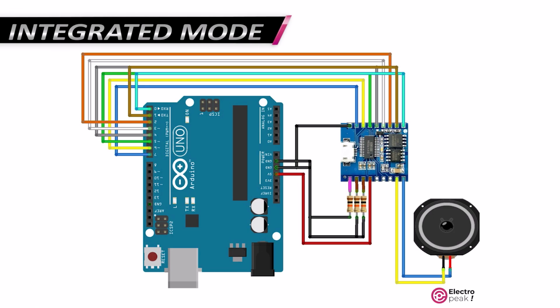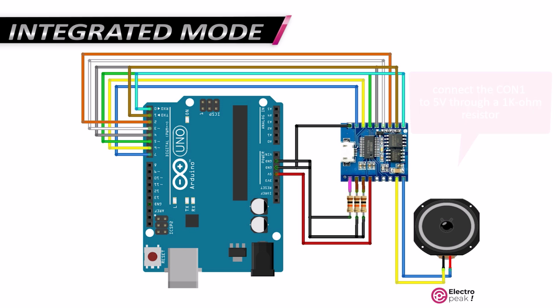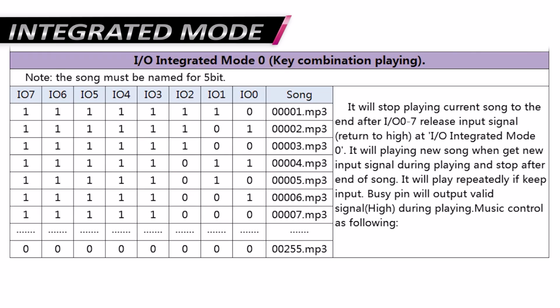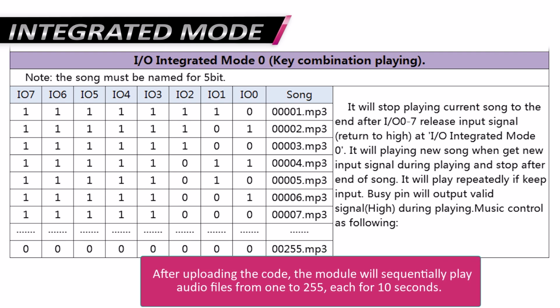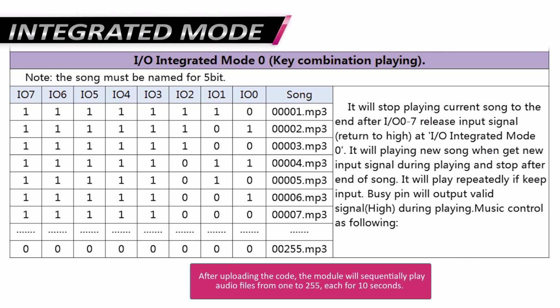Next, we will set up the module in integrated mode. Follow the wiring diagram to configure the module in I/O integrated mode 0. To use mode 1, connect the CON1 pin, that is first pin of the module, to 5 volts through a 1 kilo ohm resistor. Open the corresponding code and upload it to your Arduino board. After uploading the code, the module will sequentially play audio files from 1 to 255, each for 10 seconds.